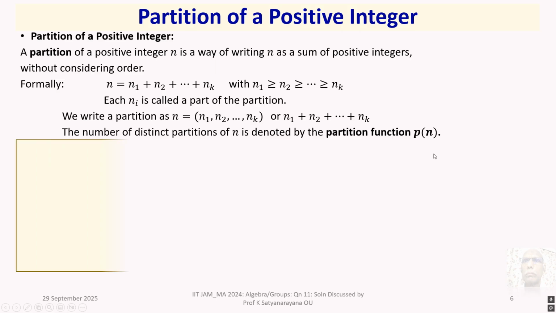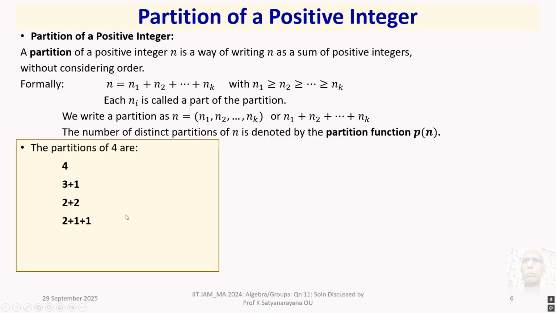Right? And we first give an example. The partitions of the natural number 4 are 4, 3 plus 1, 2 plus 2, 2 plus 1 plus 1, 1 plus 1 plus 1 plus 1. These are the partitions of 4. Right. P of 4 is 5. So there are 5 partitions for 4.